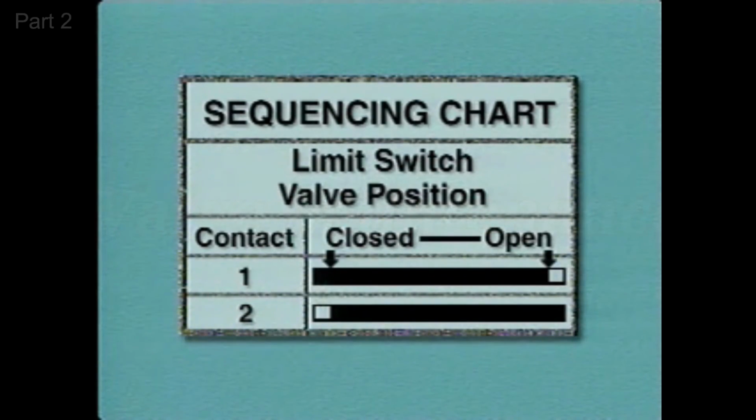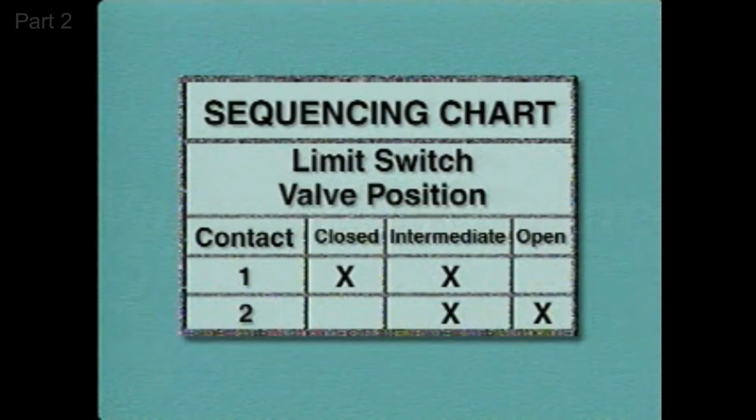For example, this is a sequencing chart for a limit switch in a motor-operated valve. The chart shows 2 sets of contacts for the limit switch and indicates the position of the valve from fully closed to fully open. The darker portion of the solid bar indicates when the contacts are closed. When the valve is fully closed, contact set 2 is open, and at all other times, as indicated by the darker portion of the bar, contact set 2 is closed.